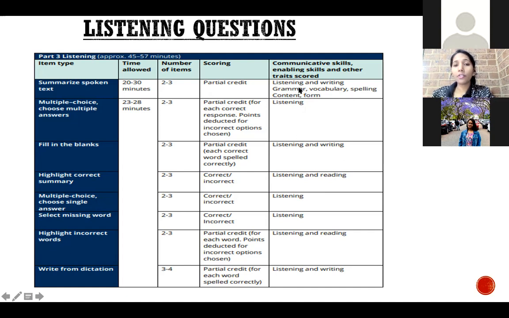How you're marked: you get 2 points for vocabulary, 2 points for grammar, 2 points for spelling, 2 points for content, and 2 points for form. So 2 into 5, 10 points per summary. Am I being clear to you? Yes. So everything carries 2 points. The moment you cross 70 words, or don't reach 50, you're marked down by 1 or sometimes 2. With spelling too, the moment you make more than 2 spelling mistakes, you'll be marked down to 1. So be careful about these. It's very easy to lose points, and it's a very silly way to lose points as well.